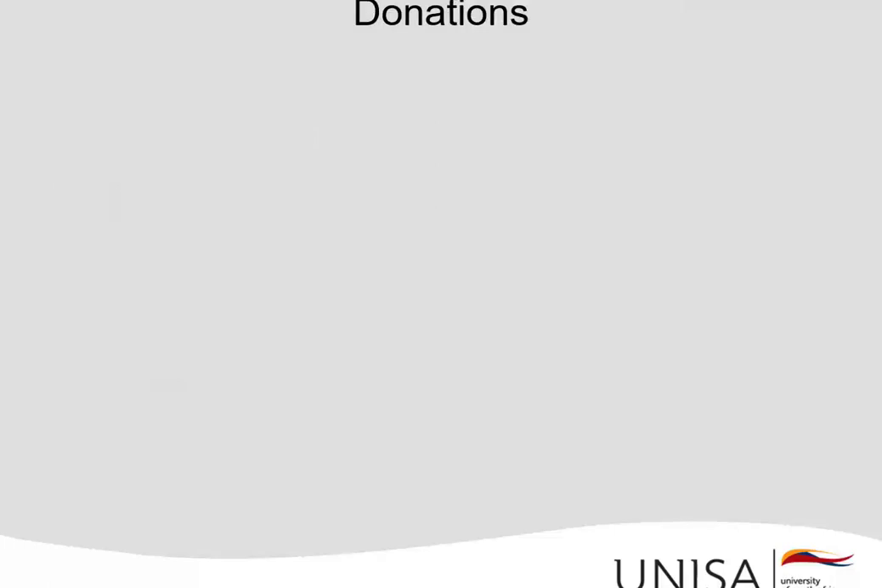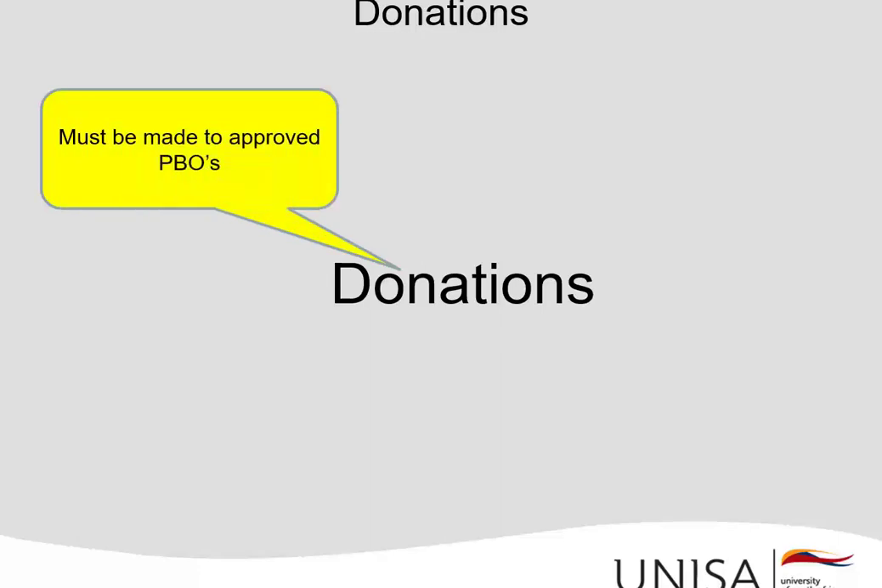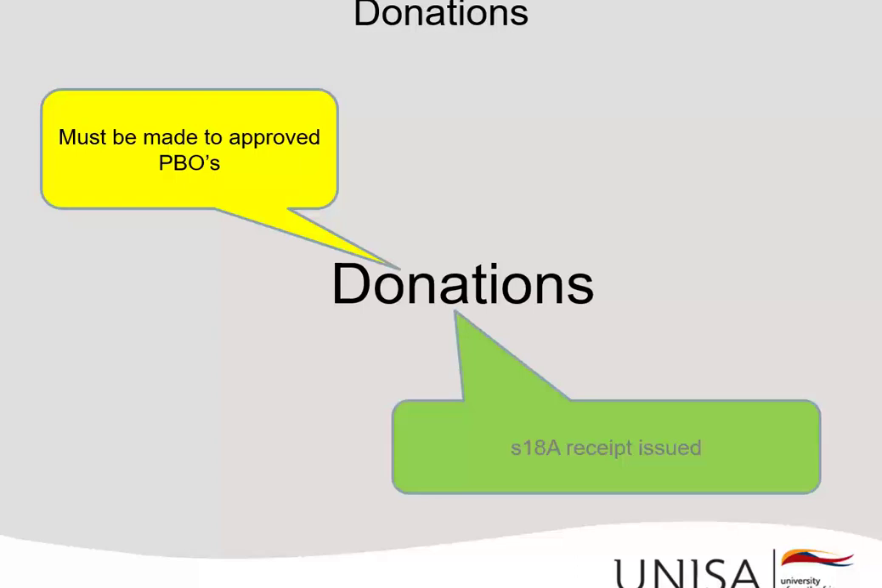Right, so let's have a look at the concepts in donations. First of all, we need to make sure that any donation that we want to deduct for the taxpayer has been made to an approved public benefit organization. Now, in terms of the information given, it will tell you that the taxpayer received a Section 18A receipt, or a Section 18A receipt was issued by the public benefit organization. This shows that the donation has been made to a PBO and that it does qualify for deduction for income tax purposes.